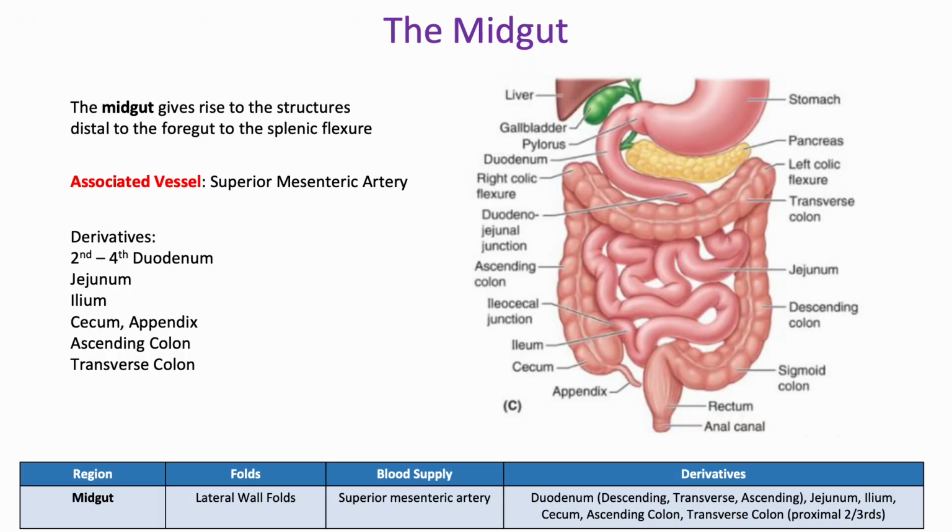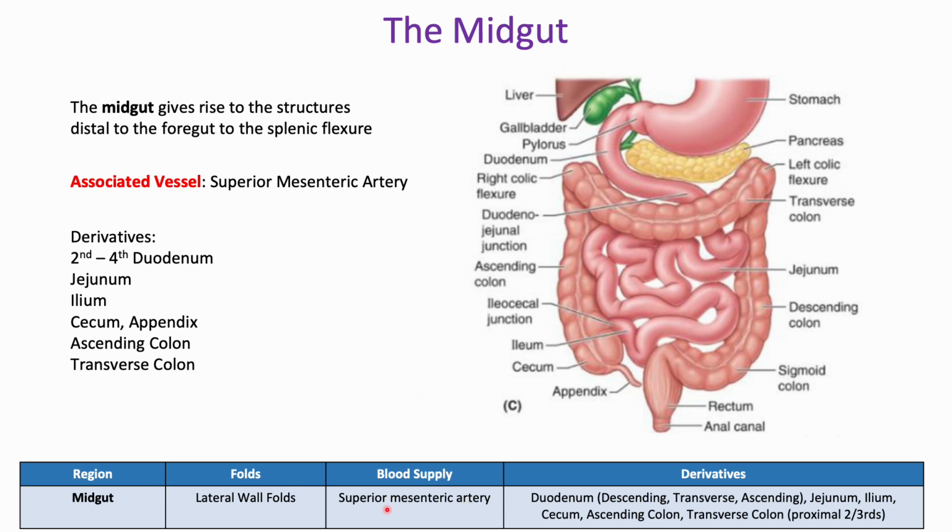Okay, so that takes us through the foregut. Next up, we have the midgut. The midgut is giving rise to all the structures distal to the proximal duodenum up to the region of the splenic flexure. So that means we're developing the rest of the duodenum, so the second through the fourth components, the jejunum and ileum, so most of the small bowel. Then we're going to derive the cecum, the appendix. We're going to come up the ascending colon, the transverse colon, and it's going to do the proximal 2/3 of the transverse colon. Okay, so those are the derivatives of the midgut.